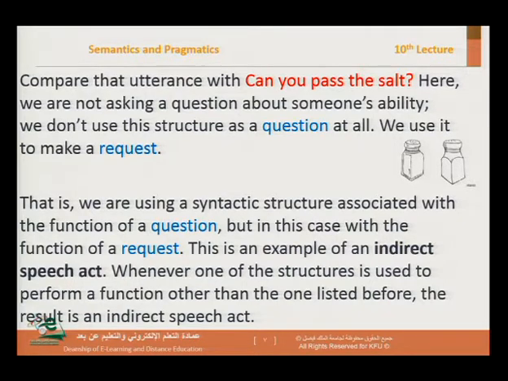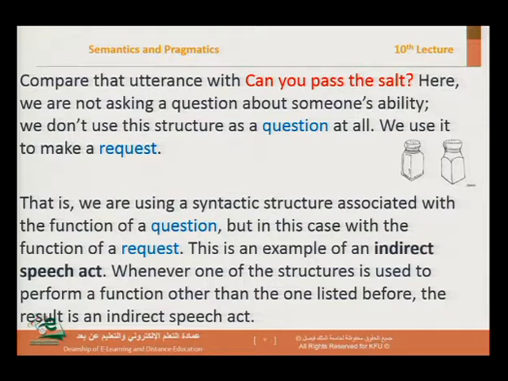So you did not really answer this question as yes or no, correct? You did not say yes, I can, or no. If you had done that, that would be a weird answer, or a weird reaction. Can you pass the salt? Yes, I can. Just pass it, right? It's not a question then. What is it? It's an indirect speech act. It's a request, as if you're saying, pass the salt to me. But it's a kind of indirect request. That's why we call it an indirect speech act.